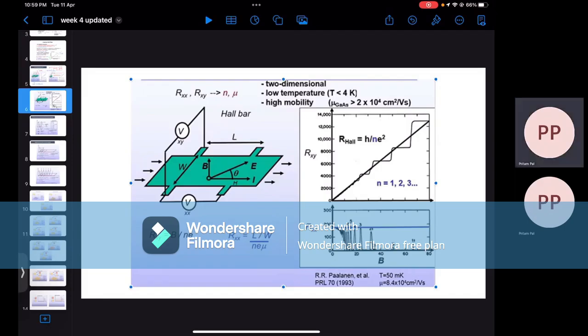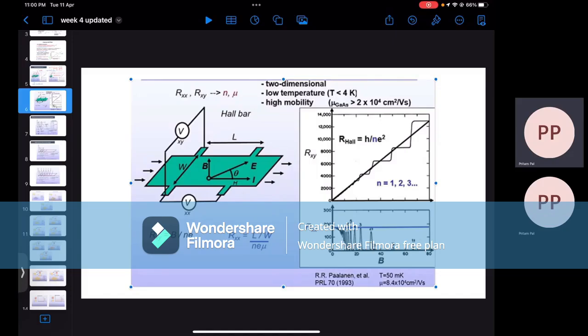Observe this feature, he immediately deduced this formula, and there's that one page of his logbook, that's the page that won him a Nobel Prize. It is a recognition that the steps here are in units of h over e squared divided by an integer, right? So that's all we need to know about the classical Hall effect.